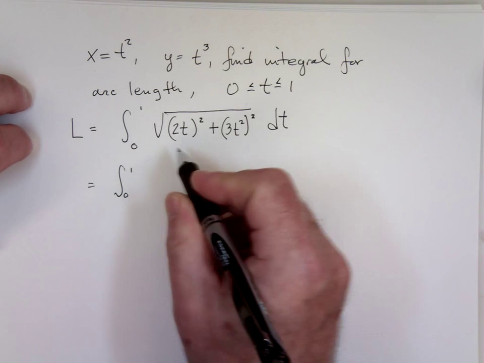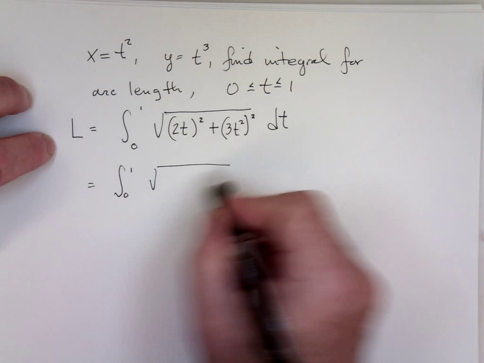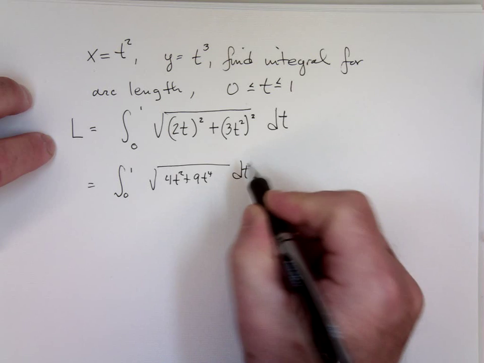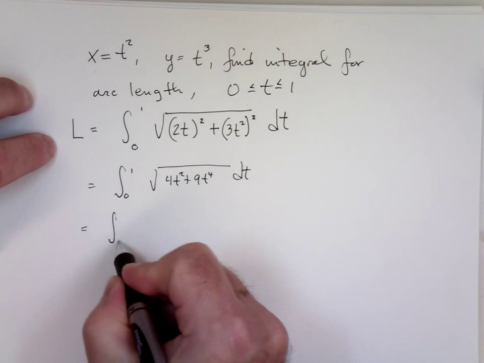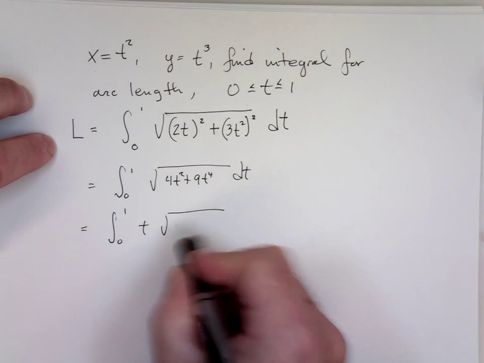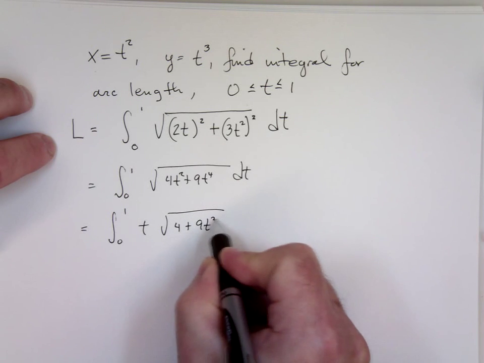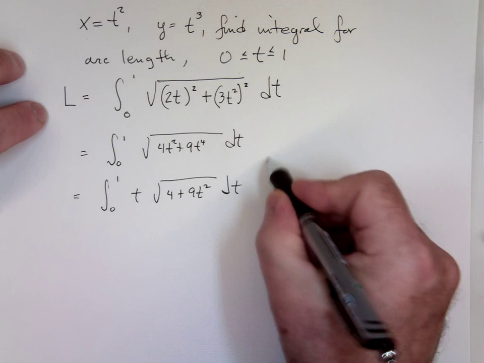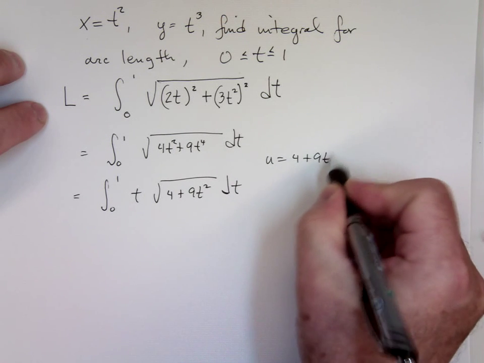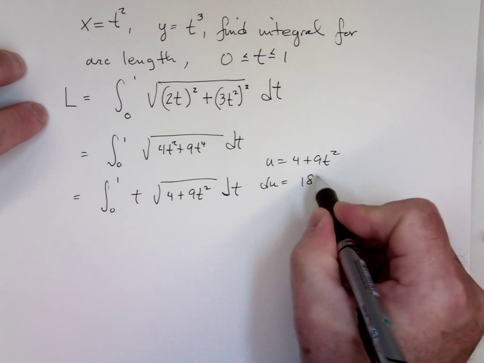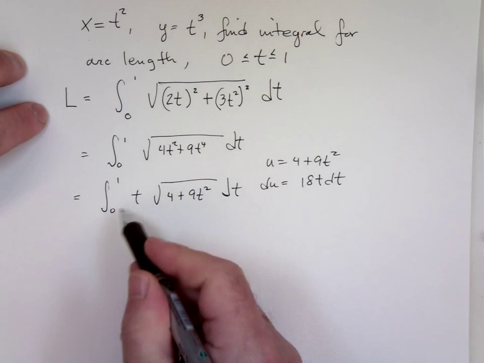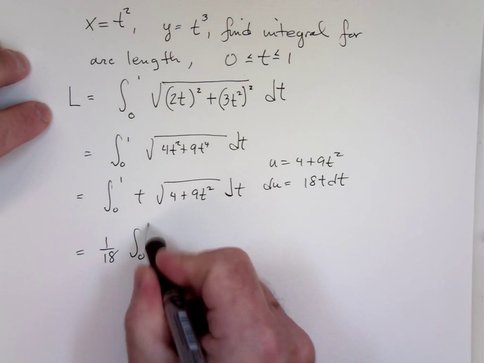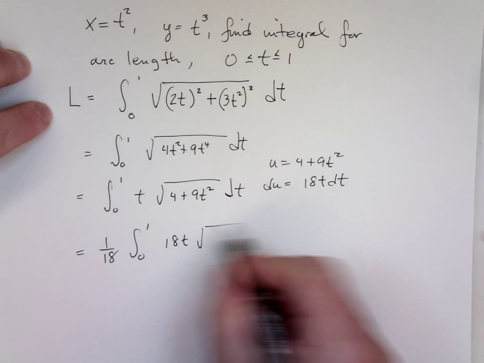Watch this, this is kind of cool. When you multiply this out, you get 4t squared plus 9t to the 4th. You take a t squared out as a t. Look at this, pretty cool. Now what? A simple u to the n form. u is 4 plus 9t squared. The du would be 18t dt. Multiply by 18 and 1/18th, you get 1/18th the integral from 0 to 1 of 18t times the square root of 4 plus 9t squared.